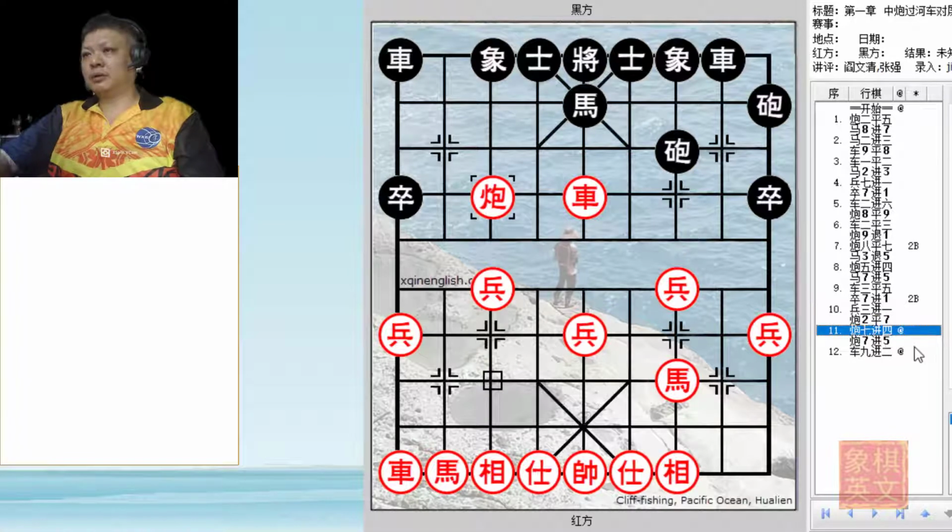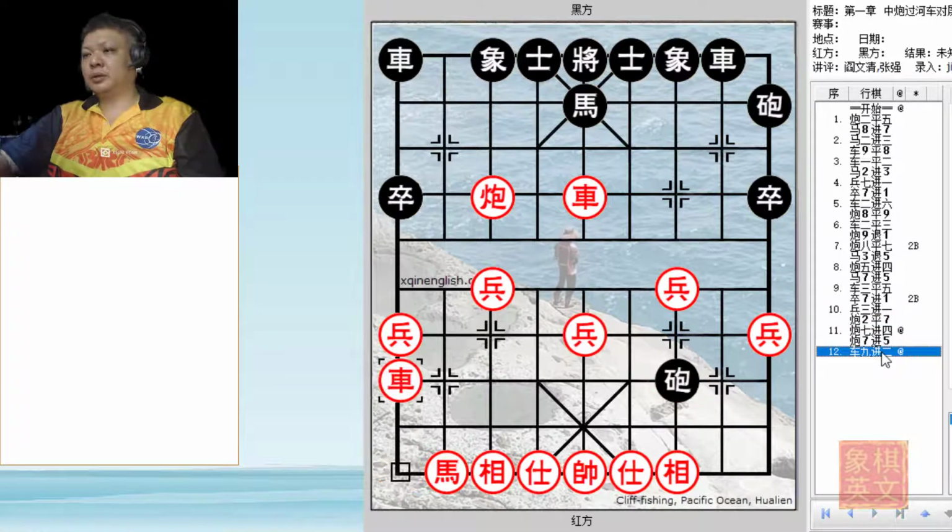But red could counter in this manner, and by sacrificing the horse, red would mount an attack to have a slight advantage. So this was the variation given in the book.